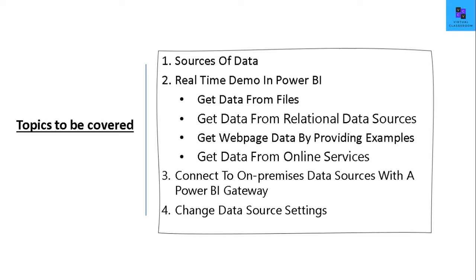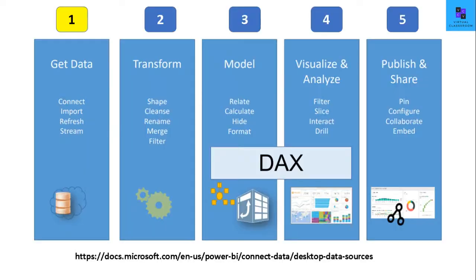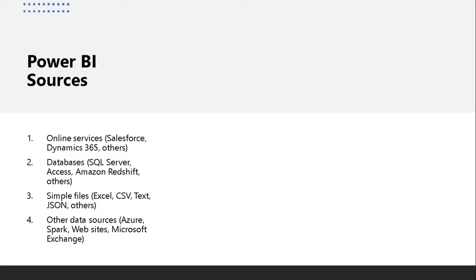We will also learn how to connect to the on-premises data sources that you have within your organization by using a Power BI gateway. And also we are going to learn how to change the data source settings at any point of time. As you all know, getting the data is the first step involved in your complete transformation and data visualization process. Let's see how it can be done.